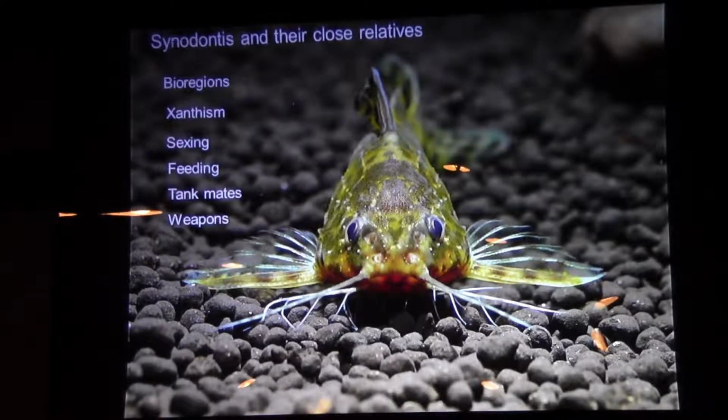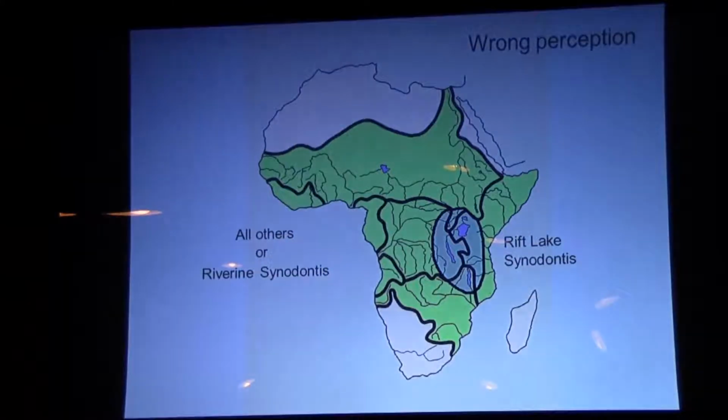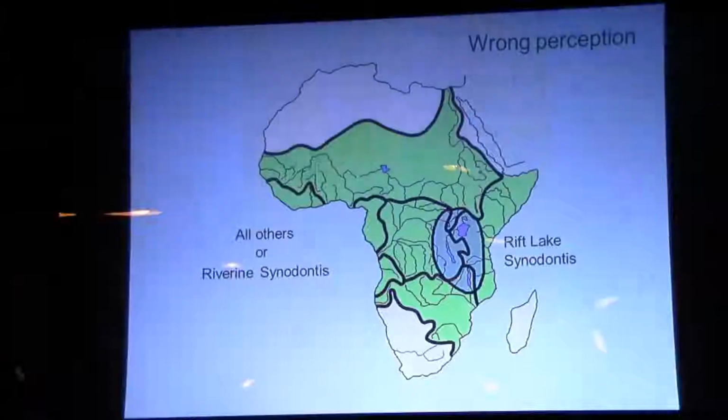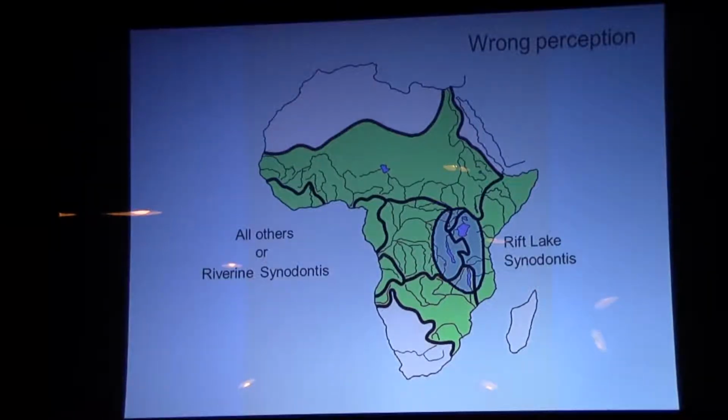We're going to go through some of the different things: bioregions, some of the various sexing and feeding and tank mates and things like that of Synodontis. So we're going to start off here at the Rift Lakes.